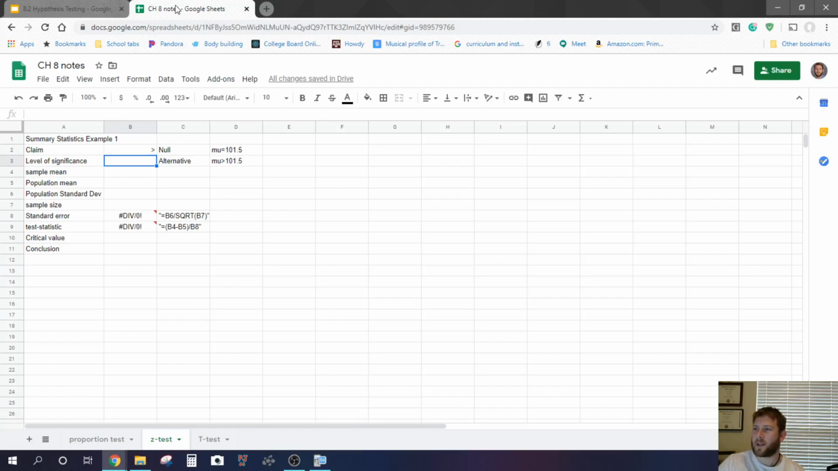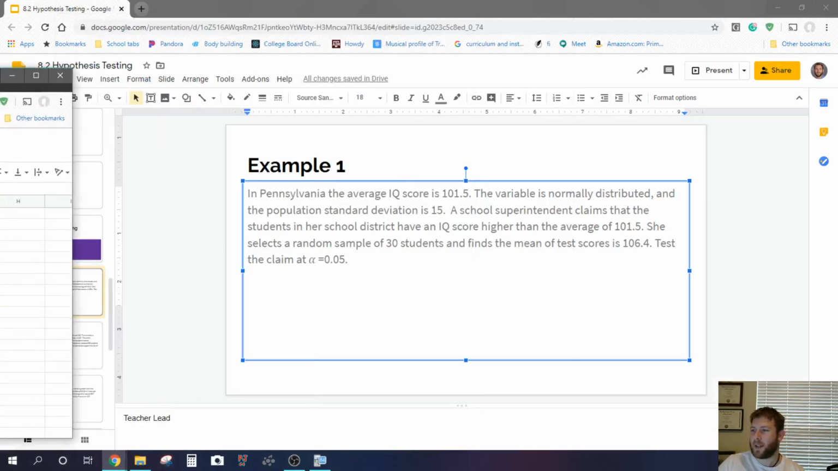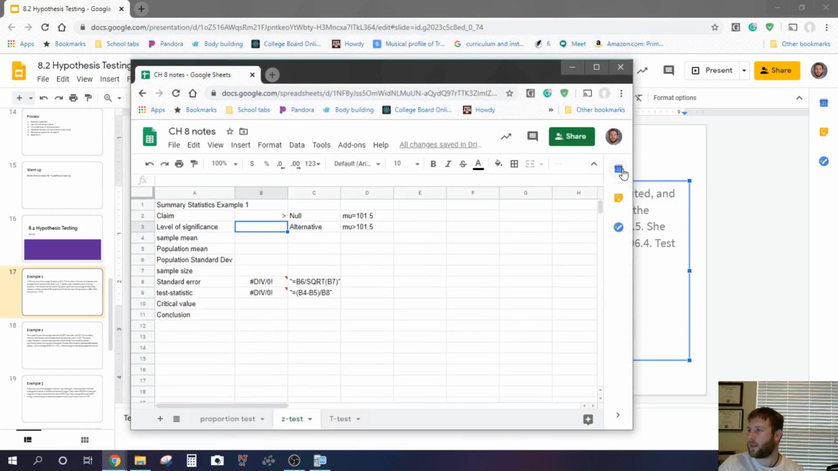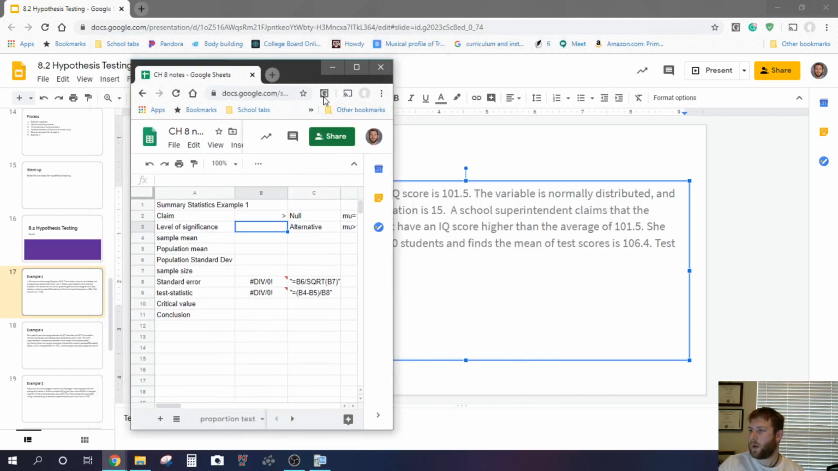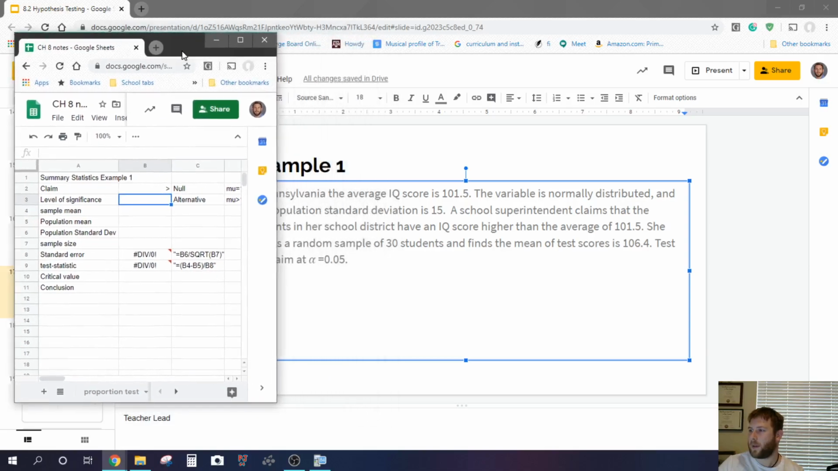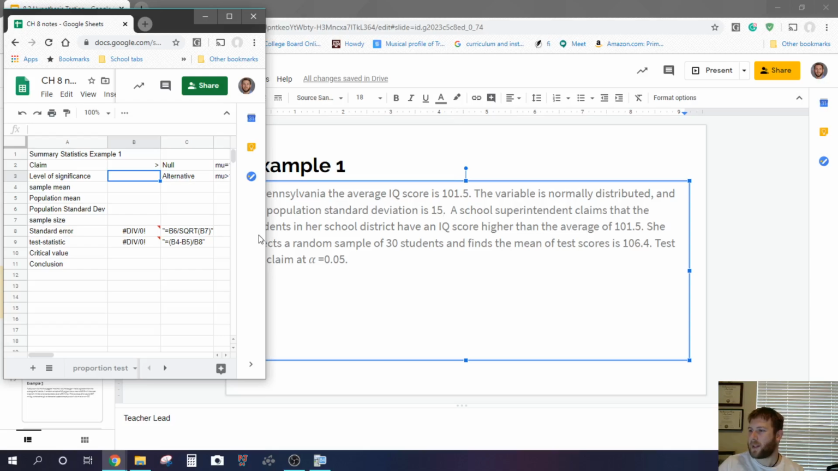My level of significance, alpha, is 0.05. So easily just type that in right there. What does her sample mean? From her sample of 30 students, she got 106.4 as her average. Population mean, we said it was 101.5. Standard deviation, we know is 15. Notice right here, population standard deviation. Sample size is 30 students.